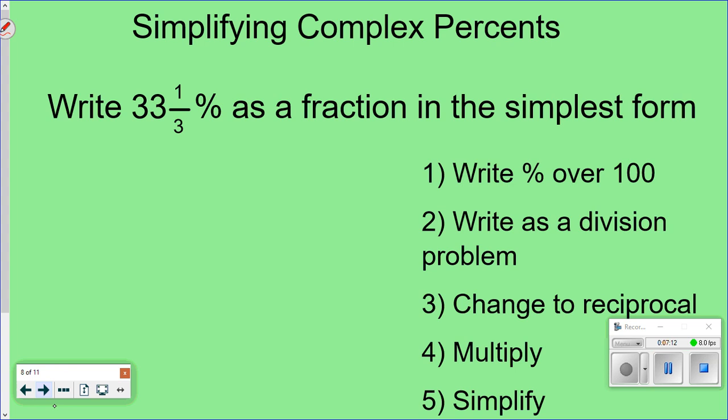So again, here's a step process that I have on the side here for you. The only thing that's different is step 1. This is the only thing that's different, and the reason is because it's over a percent. So I'm going to write 33 1/3% as a fraction in the simplest form.